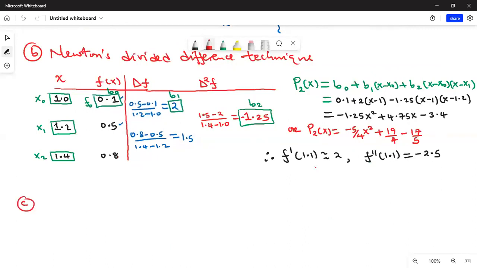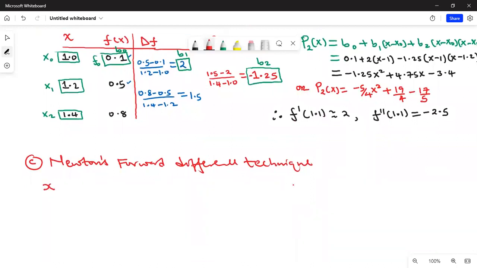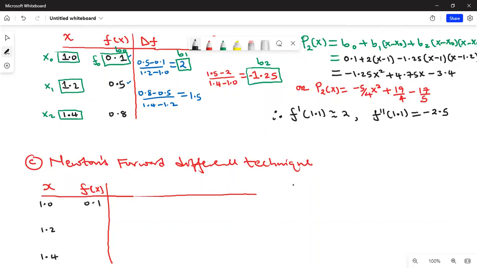So you can write part C. We are now using Newton's forward difference technique. Again, you need to come up with the difference table. We'll have x versus f of x. So there's this horizontal line and the vertical line. The x values are 1.0, 1.2, 1.4. Here we have 0.1, 0.5, 0.8.